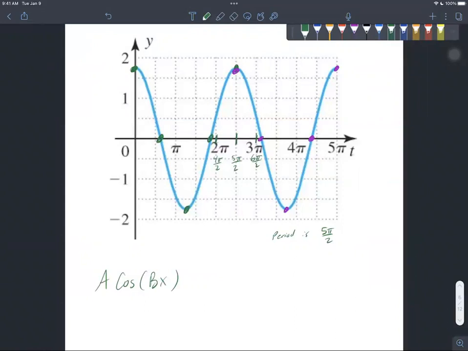And the formula for a period of sine or cosine is 2 pi over b. And so we can solve this for b. Again, we'll multiply both sides by b.